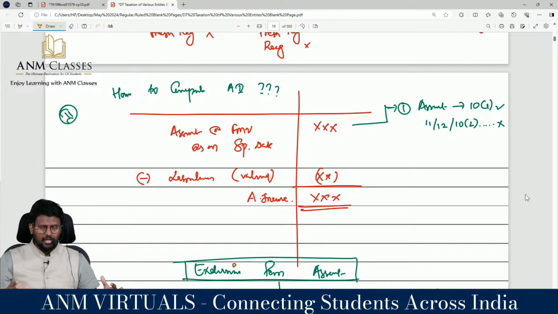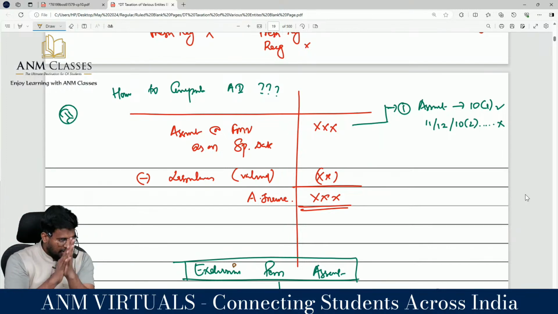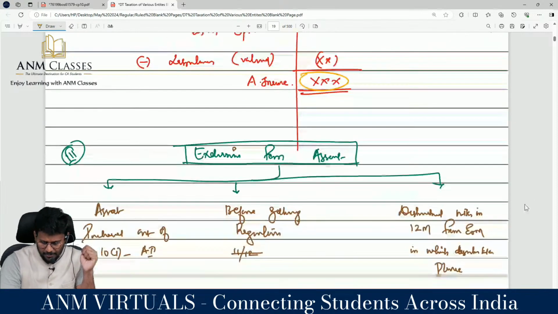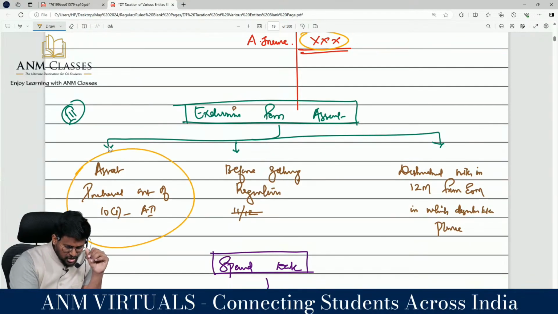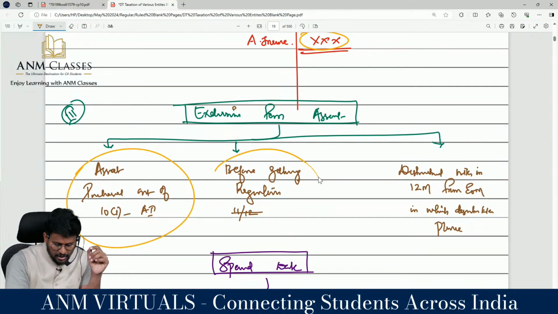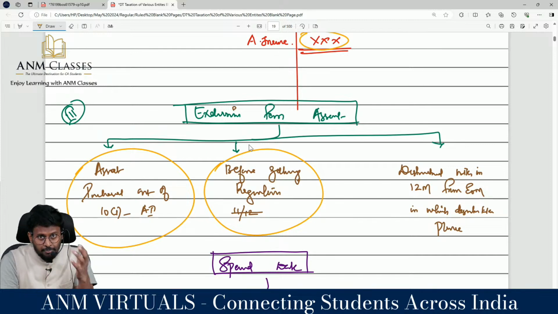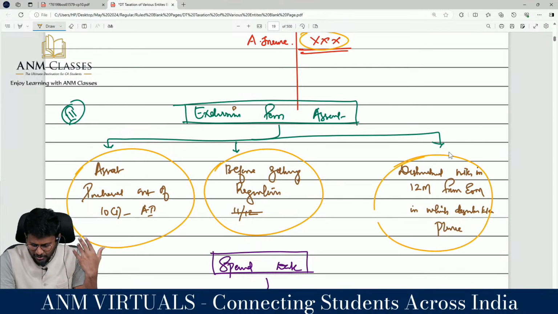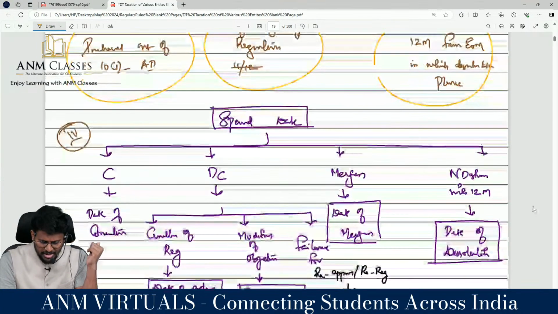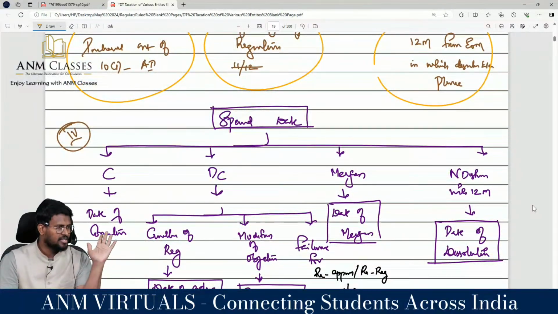How to compute the accreted income? That is, asset available on the specified date minus liability value. The difference is called accreted income. But when you are calculating that accreted income, three things should be excluded: asset purchased out of 10(1) agriculture income, whatever asset you have acquired before you got the registration under section 12A or 12AB or 10(23C) series organization, or asset distributed within the 12 months from the end of the month in which the distribution has taken place. These assets should be excluded.